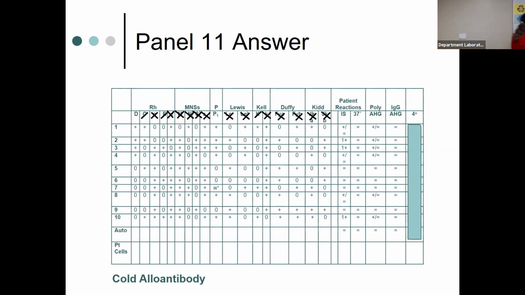So what does the negative autocontrol tell us? It's an allo antibody. Remember, sometimes patients can have a cold auto antibody. If this was an auto antibody, your auto control would also be positive. Okay, so this is indeed a cold reacting allo antibody, like P1.